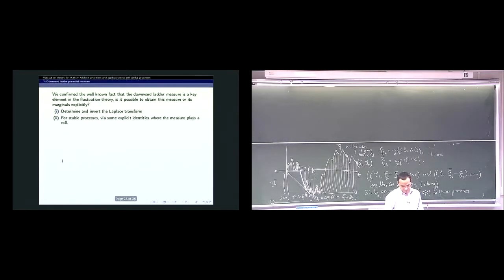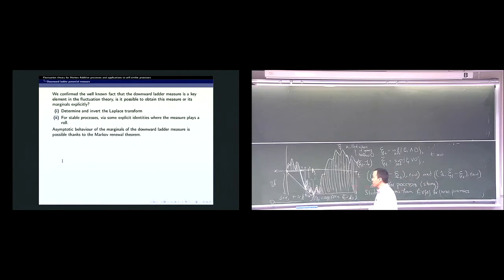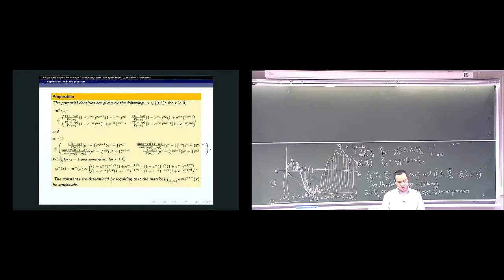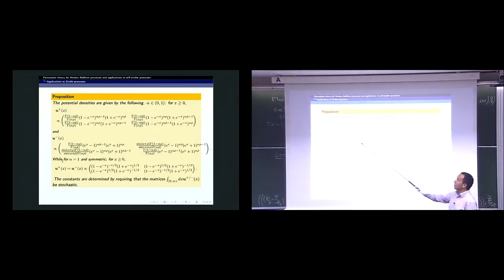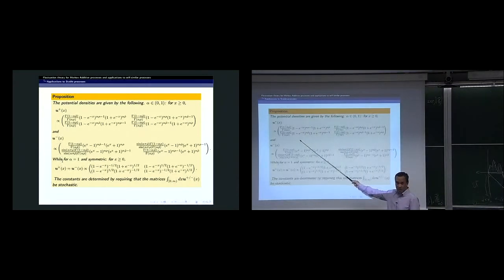So now we have the question I raised before. How do we determine these potential measures in general? And what else can be said once we know that kind of things? For stable processes of dimension 1, we can get the upward ladder height process, the upward ladder height potential. This is just in space, not in time. And there, remember, when we're in dimension 1, we just have two processes. We have one for the positive side and one for the negative side.